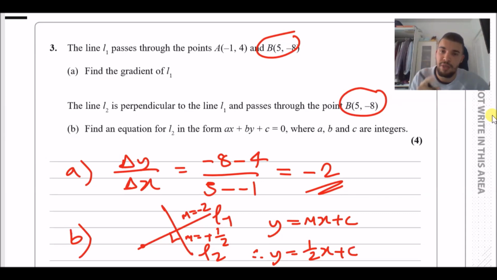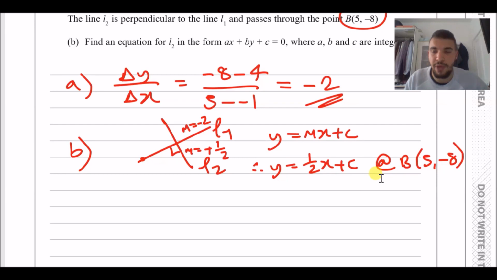We also know it passes through the point B, which is (5, minus 8). Now the beautiful thing about these y equals mx plus c equations is that all you've got to do is find the value of c if you know what x and y are. We know what x and y are. It's (5, minus 8). So replacing the coordinates, y is minus 8 and x is 5, we're going to have an equation that looks like minus 8 equals half times 5, which is 5 over 2, plus c.